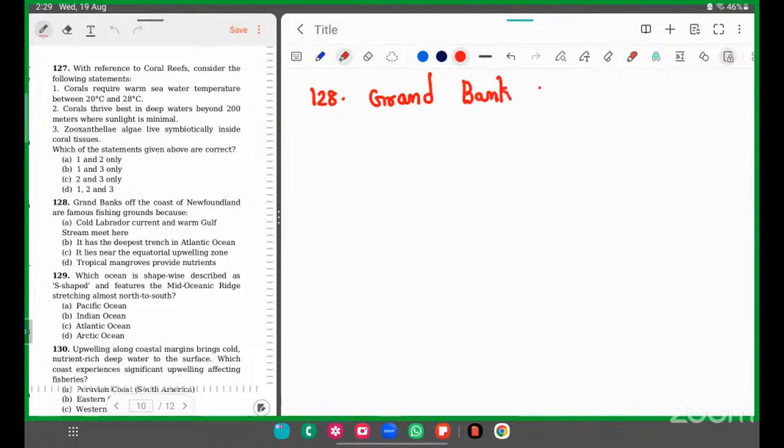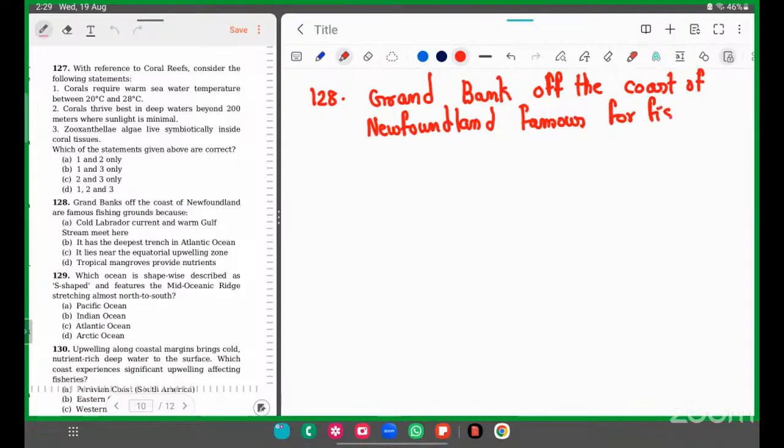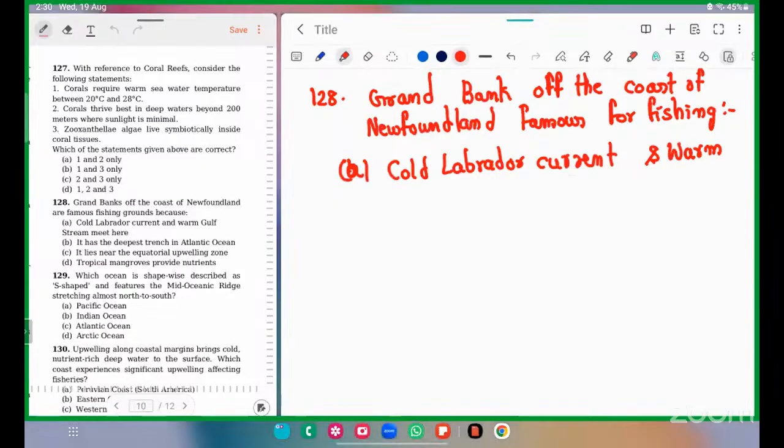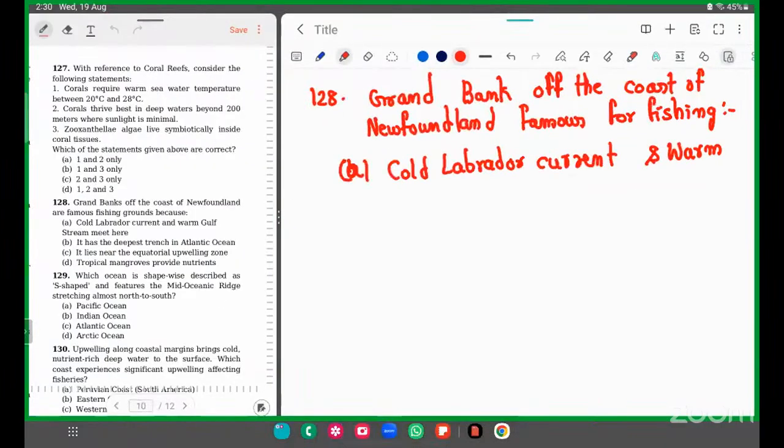Grand Banks of the coast of Newfoundland, famous for fishing because of the warm Labrador... the cold Labrador current and the warm Gulf Stream meet here. B.